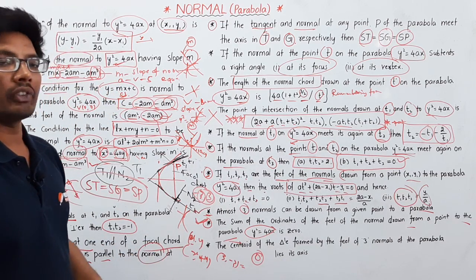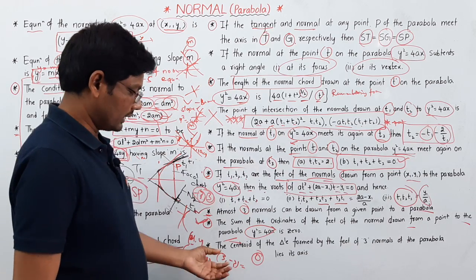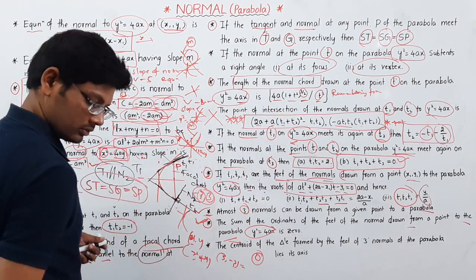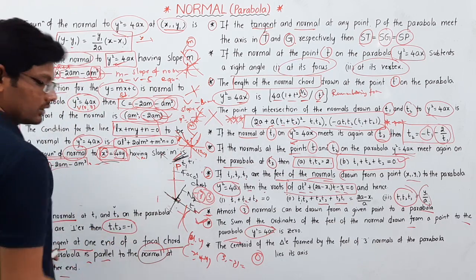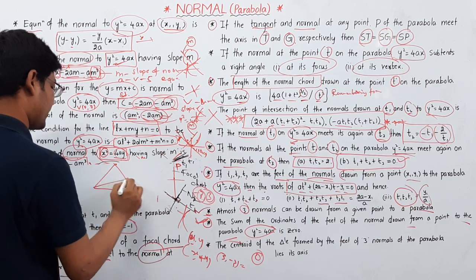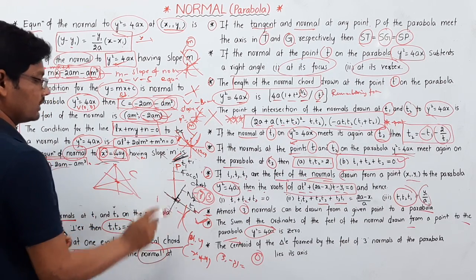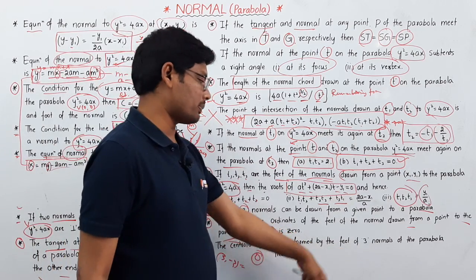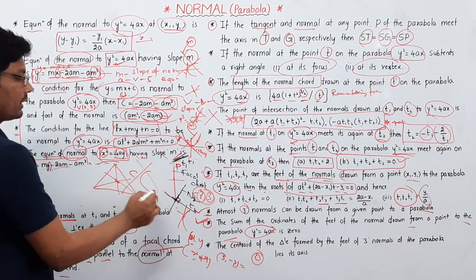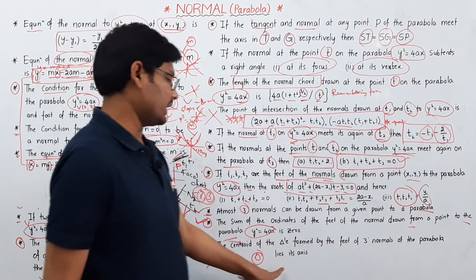And the final point for this one: the centroid of the triangle formed by the three normals of a parabola. The centroid is nothing but the intersection of the medians, the midpoint lines. See here, the centroid of the triangle formed by three normals of a parabola, after drawing the three normals of the parabola like this, lies on its axis.